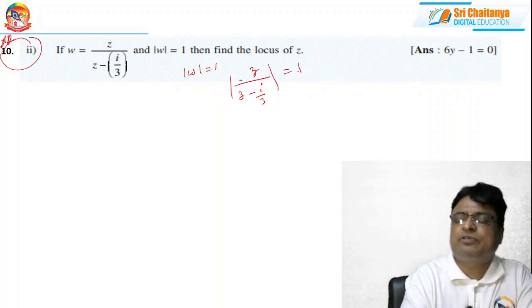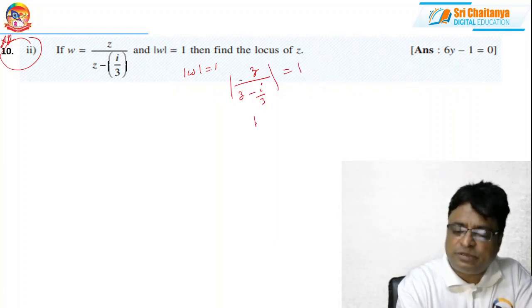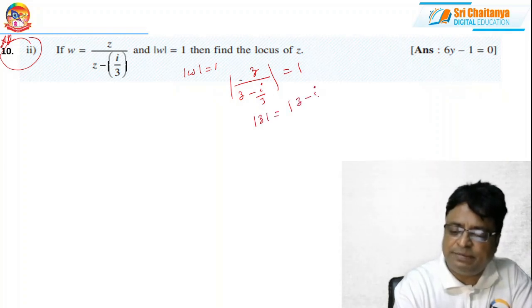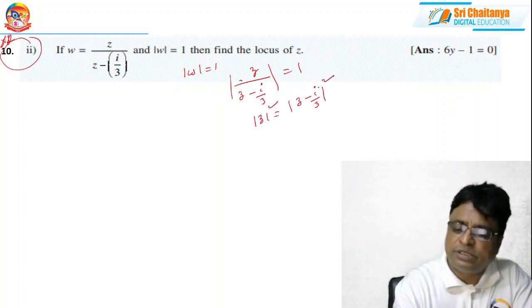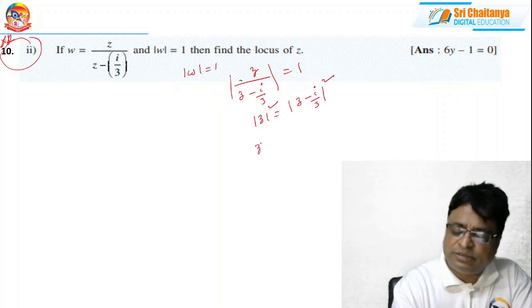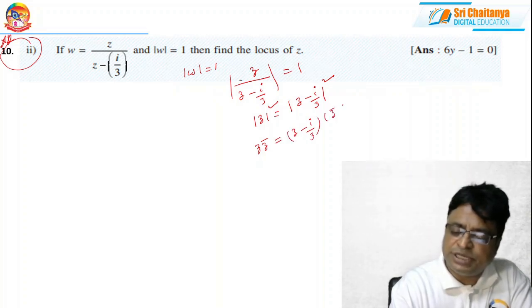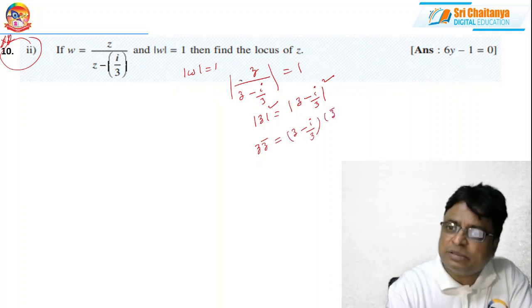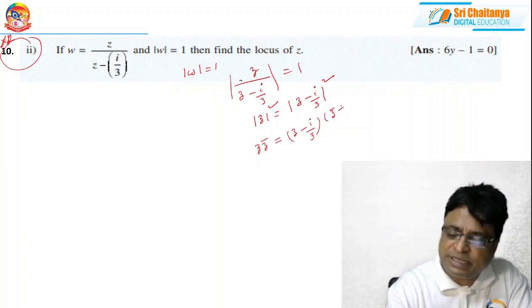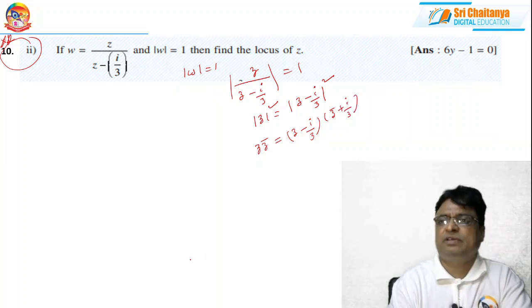Mod of z1 by z2 is equal to mod z1 by mod z2. So this is mod z squared equal to mod of (z minus i by 3) squared. This is z bar times z, which I can write as (z minus i by 3) into (z bar plus i by 3), because the conjugate of i is minus i. Simplify this and you can get the answer.